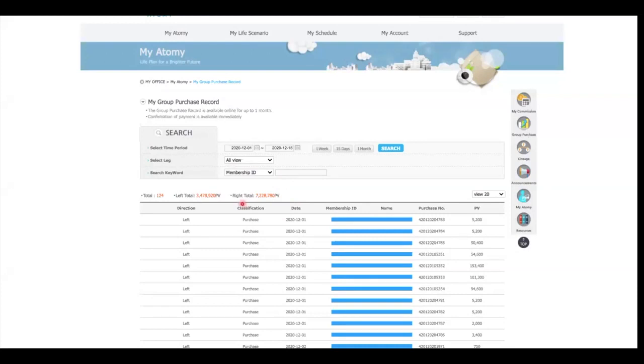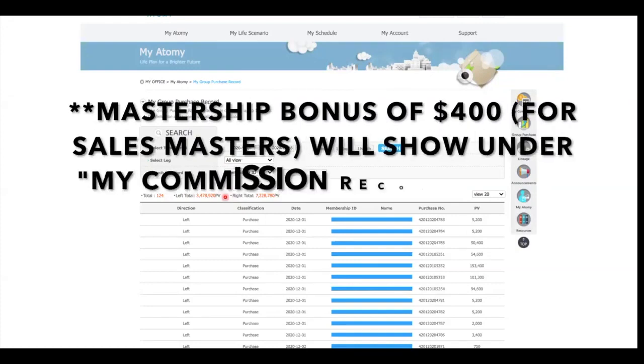Here we can see too that I also achieved Auto Sales Master, because in order to hit Sales Master or Auto Sales Master, you have to have a total accumulation of 2.5 million on the left and 2.5 million on the right in a 2-week period. So from the 1st to the 15th, which is the first challenge, I had a minimum of 2.5 million on my left side and my right side, which means that I will also be paid out the $400 bonus for hitting Auto Sales Master.